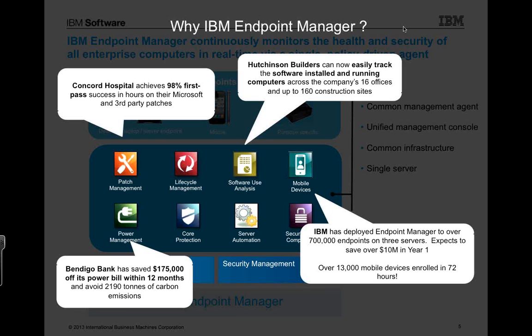Hutchinson Builders, a client in Australia, are now able to track down what software is deployed across their fleet. A banking client, Bendigo Bank in Australia, has saved a significant amount of power on their endpoints by making machines shut down when they don't need to run, and therefore saving a lot of power from those workstations. And IBM itself, we're managing over 700,000 endpoints. We're doing that with just a few administrators, and we've enrolled over 100,000 mobile devices to IEM, and we think it's certainly one of the larger rollouts of mobile phones within a 72-hour period, so certainly some scalability there in managing mobile phones.